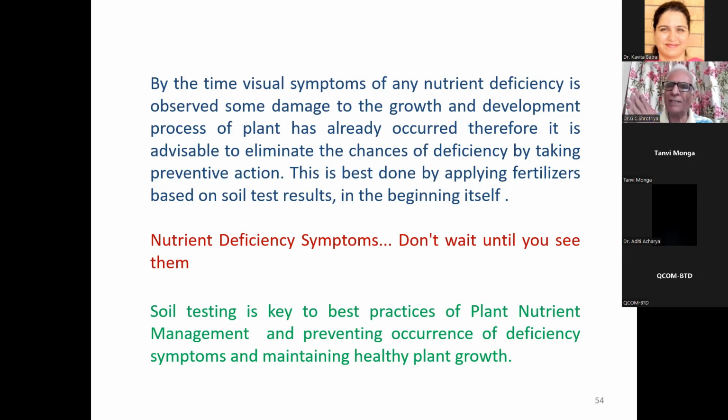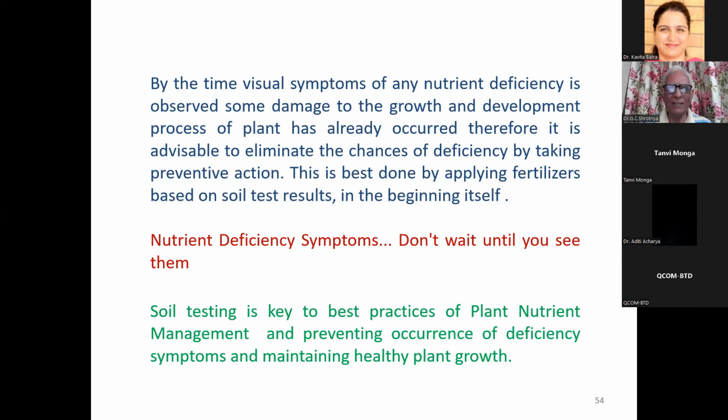Don't look for the deficiency symptoms, because by that time, some damage has already occurred in the plant. We need not wait for the deficiency. When deficiency occurs, of course, we have to eliminate it. We have to take care of it. But the best thing is we take care of the nutrition right in the beginning itself. So don't wait until you see them. This is what it is.